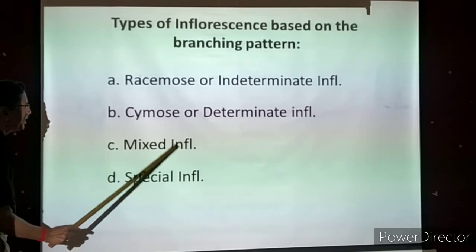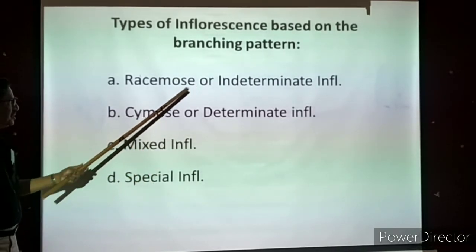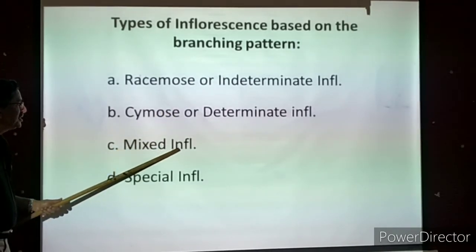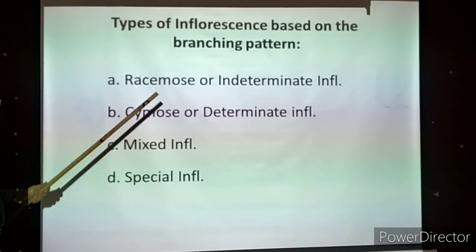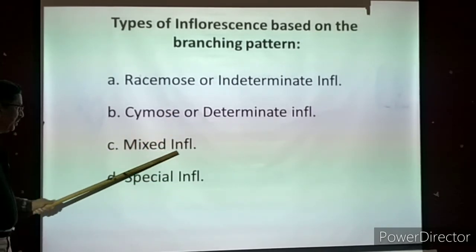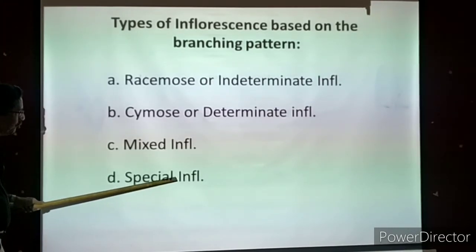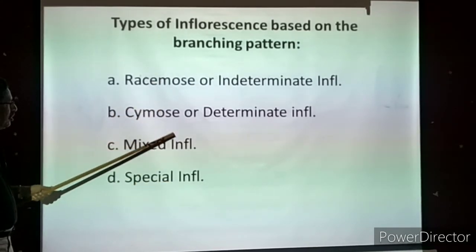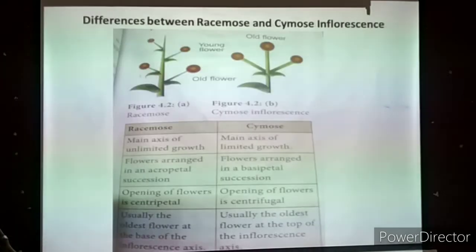Next one is mixed inflorescence. Racemose inflorescence has its own characters. Cymose inflorescence has its own characters. But in the mixed inflorescence, the characters of racemose and cymose will be present together, mixed up. That is called a mixed inflorescence. Special inflorescence will have special characters which are not seen in racemose, cymose or mixed. It is completely different. That is called a special inflorescence.